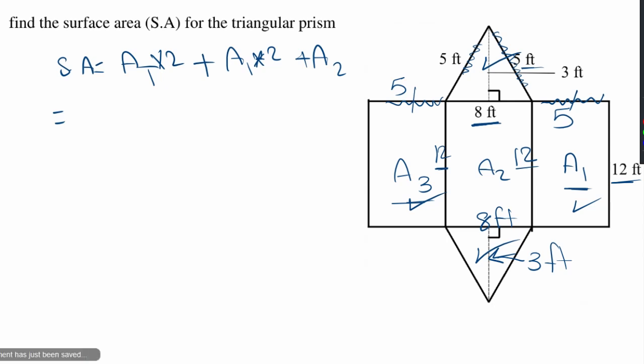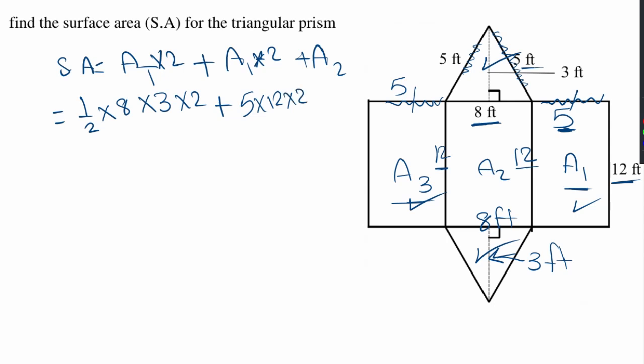Area of the triangle. Where is the triangle? Half times base. The base is 4. The height is 3, times 2, plus area 1. 5 is a rectangle, has a dimension 5 and 12. 5 times 12 times 2, plus area 2, the rectangle has a dimension 8 and 12. 8 times 12. And we have only one rectangle with dimension 8 and 12, and 2 triangles.